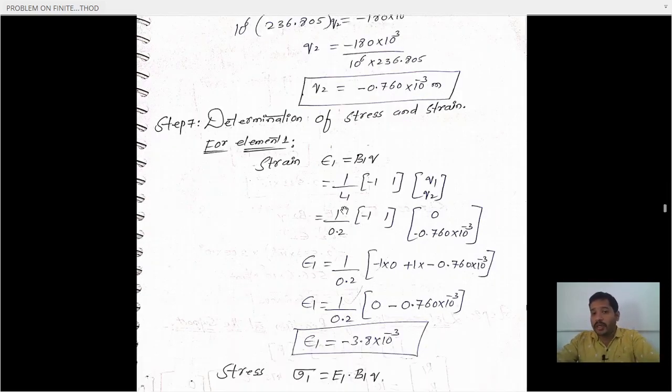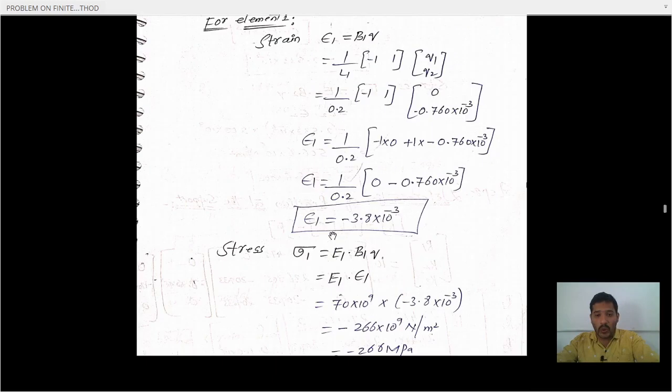After that, what we need to determine? We need to determine the stress and strain for the first element as well as for the second element. First of all, we need to find out the strain for the first element. So epsilon 1 indicates the strain, equal to B matrix into nodal displacement. So the B formula we have is 1 by L1 into minus 1, 1, and Q represents Q1, Q2, because Q1 and Q2 represent the nodal displacement acting at the first node as well as the second node.